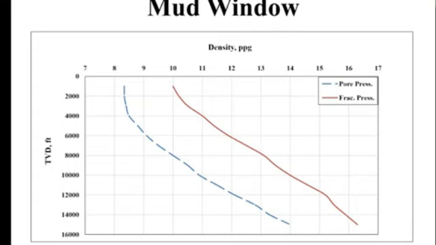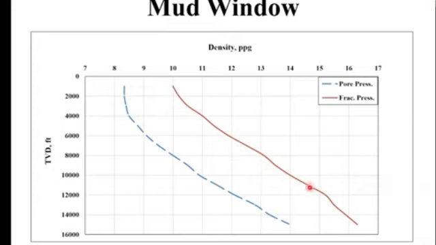As you can see here, there are two lines here, one blue dashed line and one solid red line. The blue dashed line is pore pressure.